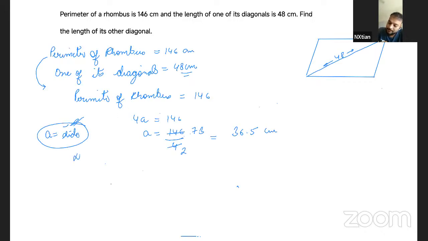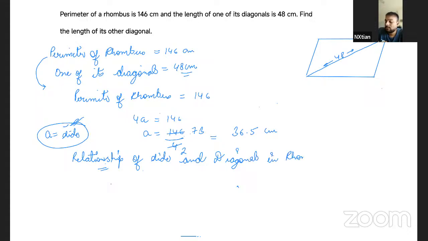Now there's a relationship that you should know: the relationship of side and diagonal in a rhombus. How? The formula is a square equals d1 square by 4 plus d2 square by 4. How the relationship came, I'll tell it to you.